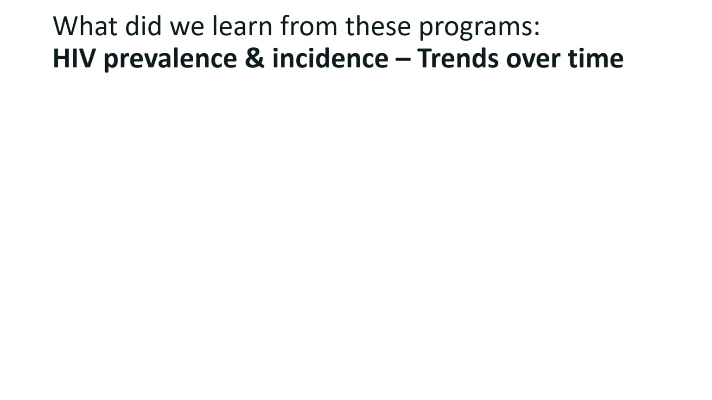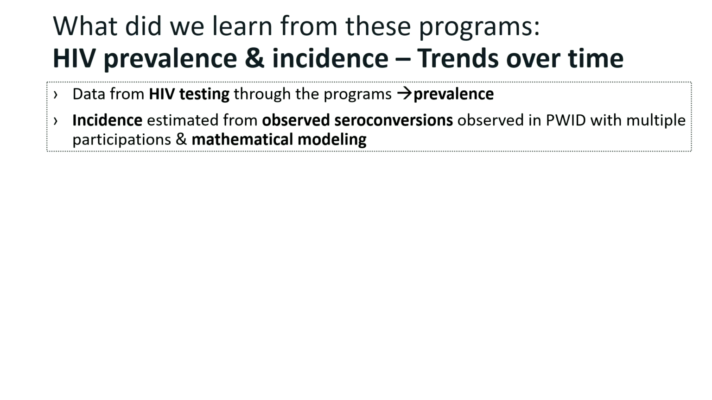What about the impact and overall trends in prevalence and incidence over time? Since we perform testing in these programs, it's easy to assess the prevalence of HIV infection. And regarding incidence, since people could participate multiple times and were tested multiple times for HIV and hepatitis C, through these programs it was possible to observe people who were seronegative and became positive. So we were able to observe seroconversions.